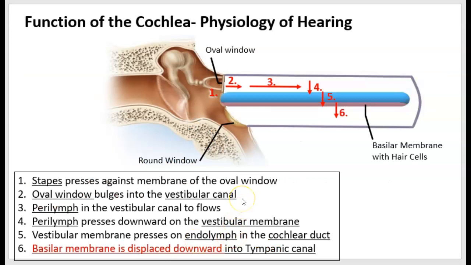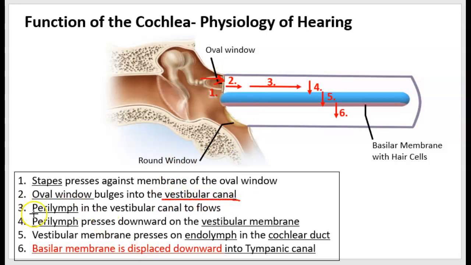So we're going to go through the physiology of hearing, something that's in our range of hearing instead. So the first step is the stapes presses against the oval window. The oval window then bulges into the vestibular canal. That's labeled as number 2.